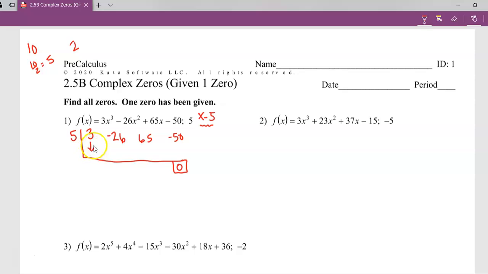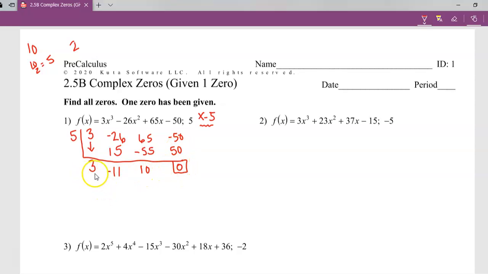So remember, start by dropping the 3 straight down. 5 times 3 is 15. We're going to total this column. So negative 26 plus 15 would give me negative 11. 5 times negative 11 would be negative 55. And 65 minus 55 is 10. And then 5 times 10 is 50. So indeed, I do get a 0.